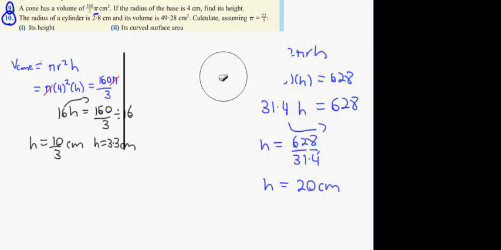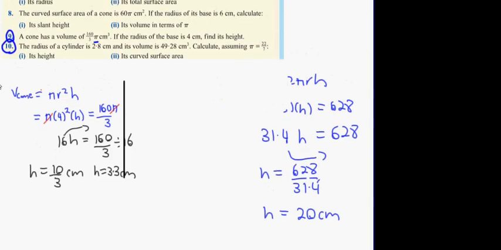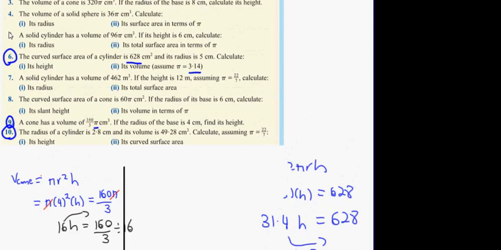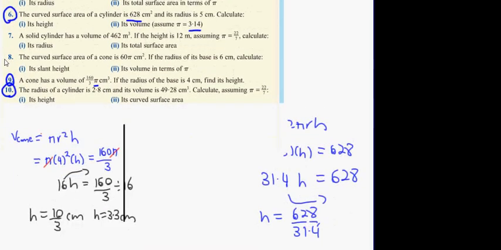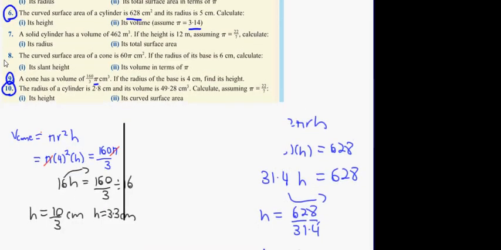Yeah? The back of the book says it's 10. Oh. Okay. Shh. Okay. 160 over 3, radius is 4, 6.